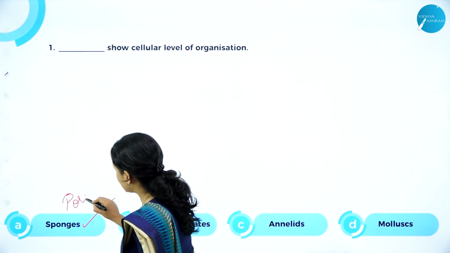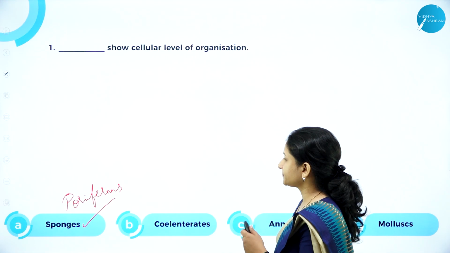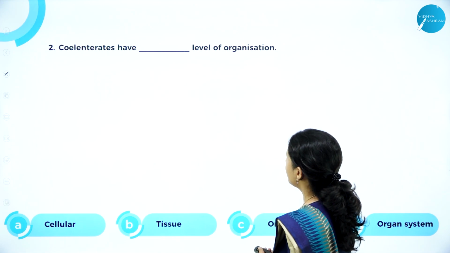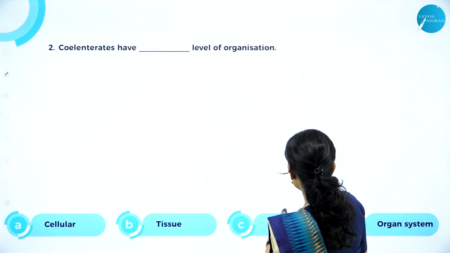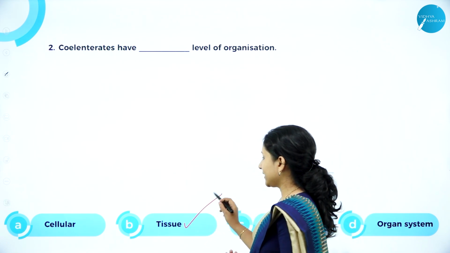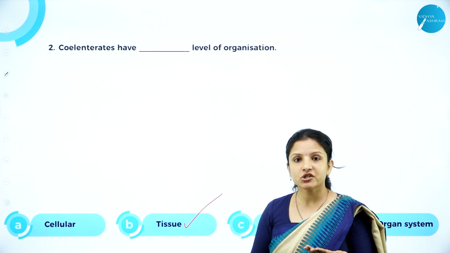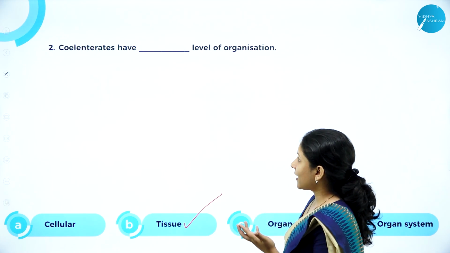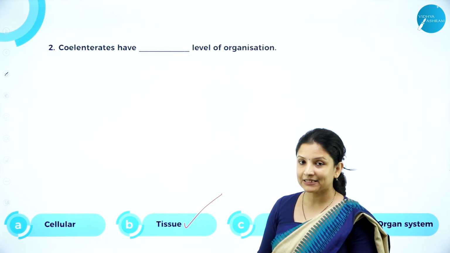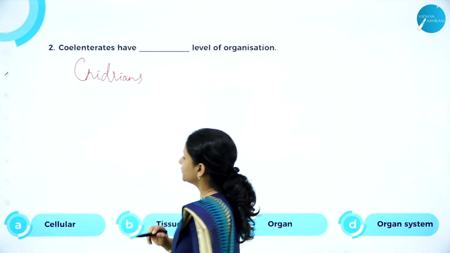Don't get confused in the exam if they ask poriferans. Both are one and the same. Poriferans are nothing but sponges. Next, coelenterates have dash level of organization. Is it cellular, tissue, organ, system? Coelenterates have tissue level of organization, wherein a group of cells come together to perform a particular function. They can also ask, cnidarians have dash level of organization, because coelenterates are also called cnidarians. Here also don't get confused in the exam. So they have tissue level.